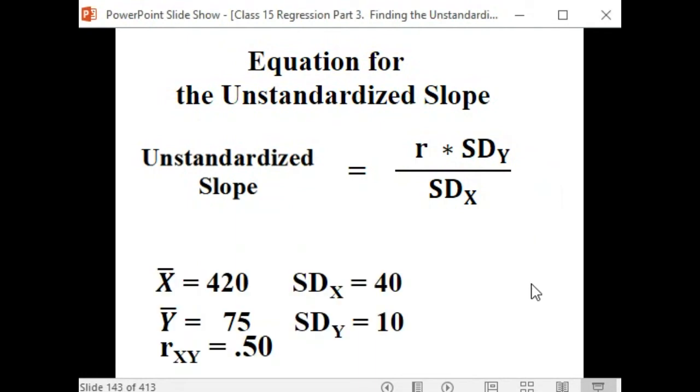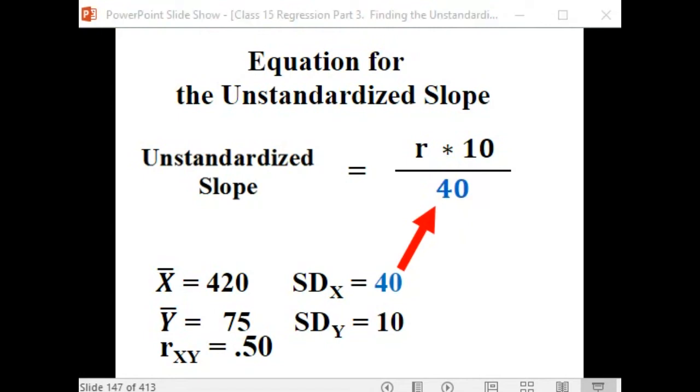I said we need these 5 numbers to find the unstandardized equation, and we're going to use 3 of them now. Down below here, we can see that the standard deviation of y is equal to 10. We can plug that number into the equation like that. Similarly, down below, we can see that the standard deviation of x is 0.40. And we can plug that number into the equation also like that.